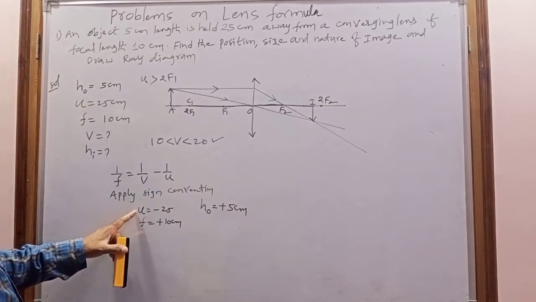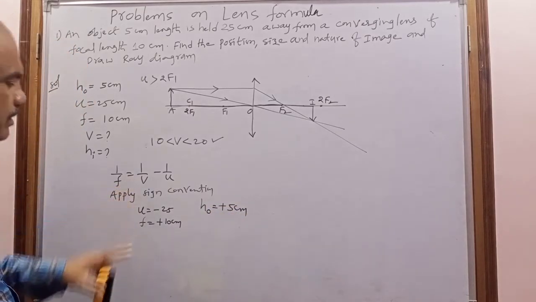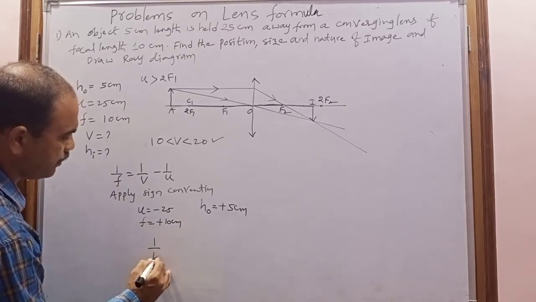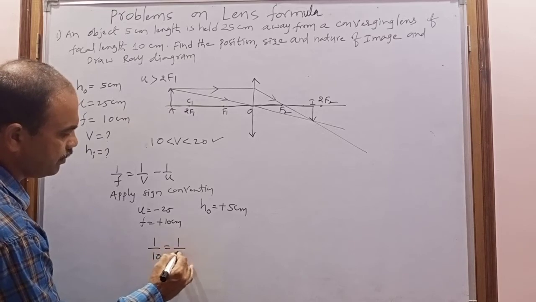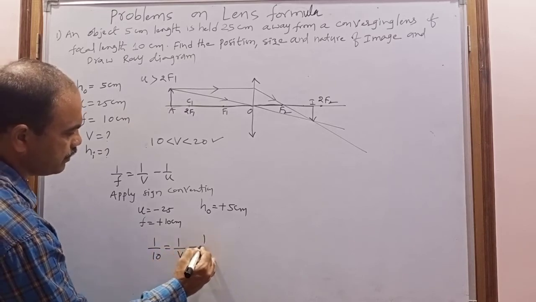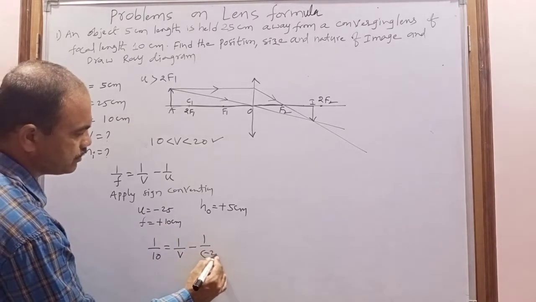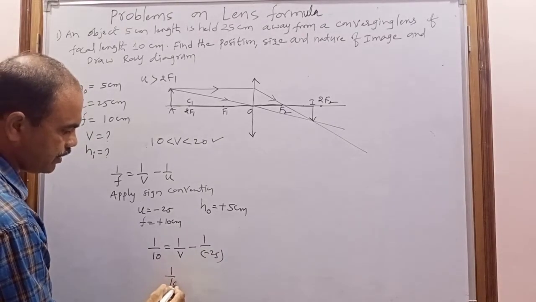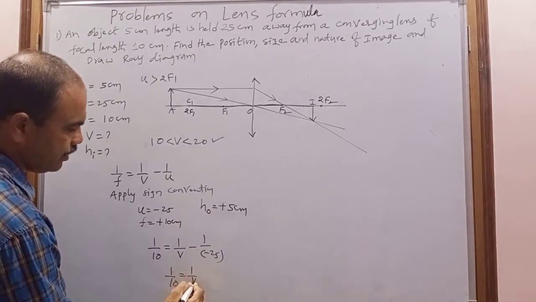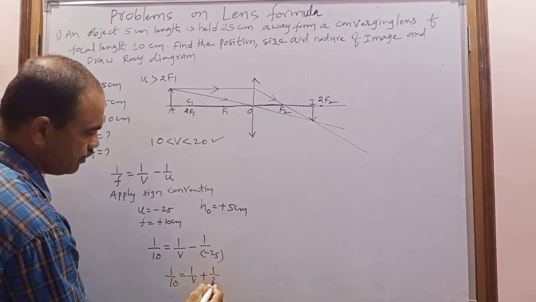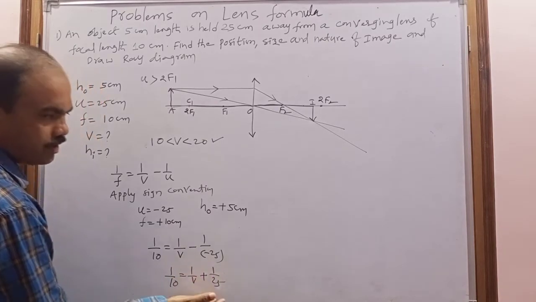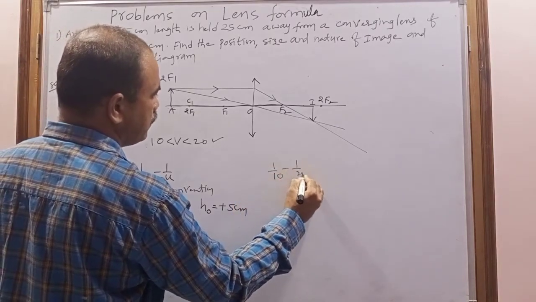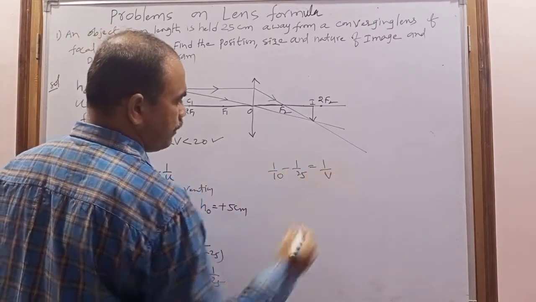Now substitute the u and f values in this equation. Then what you get? 1 by f means 1 by 10 equal to 1 by v, which you have to find, minus 1 by u, which is minus 25. So minus into minus is plus. 1 by 10 equal to 1 by v plus 1 by 25. Then bring the 1 by 25 to the left side: 1 by 10 minus 1 by 25 equal to 1 by v.